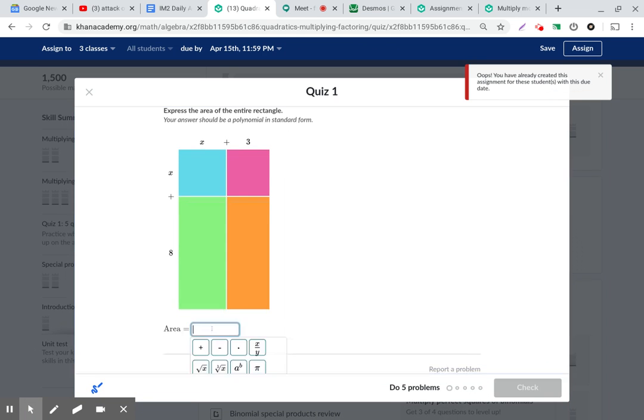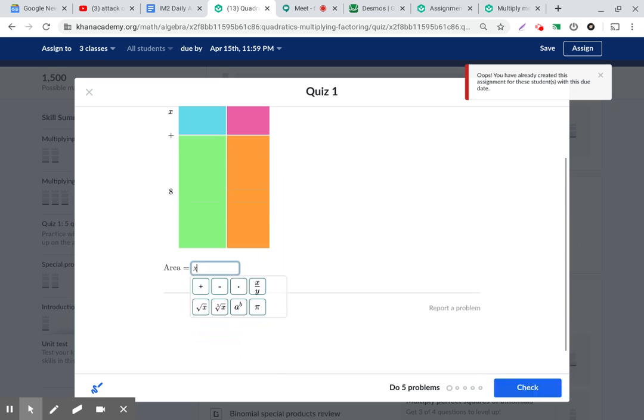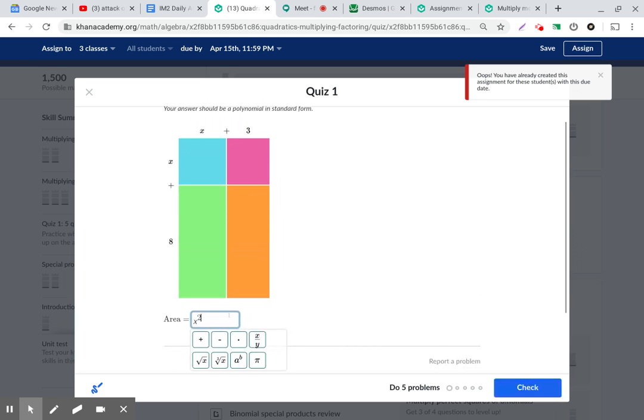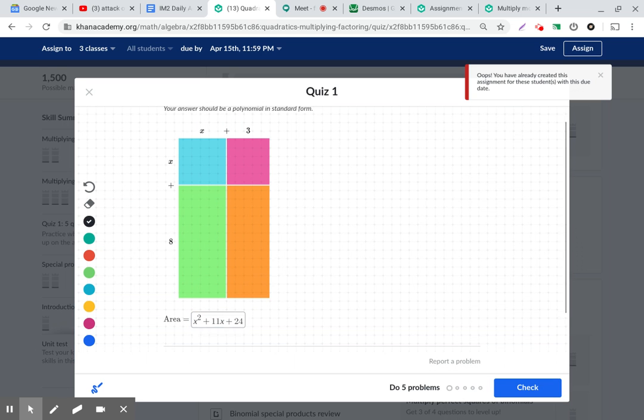And after a while, you can do this in your head. X squared can't combine with anything. And then 3x and 8x, that's going to be 11x. And then the last one's going to be plus 24. But when you're learning, I recommend that for this quiz, you could actually use their area model. You don't have to make your own area model. Look at this, this is cool. There we go, and add those together.